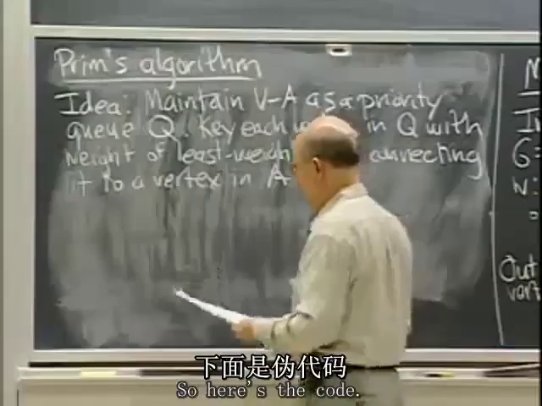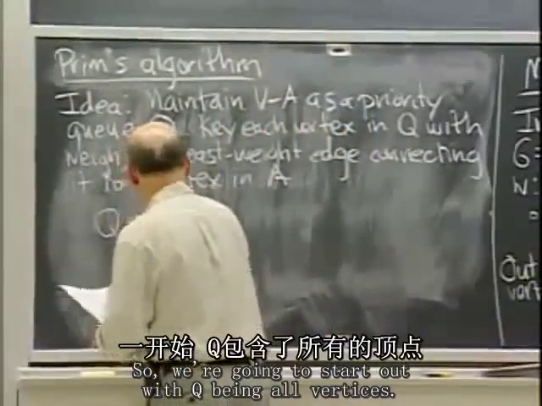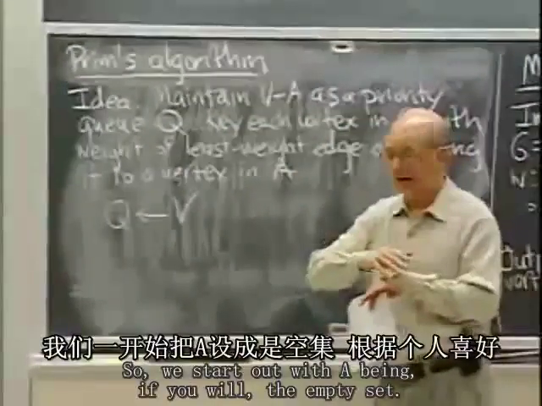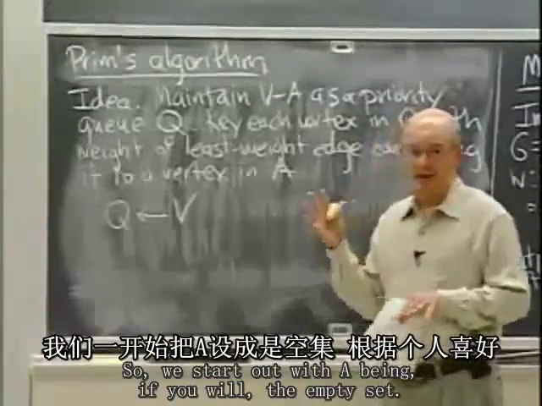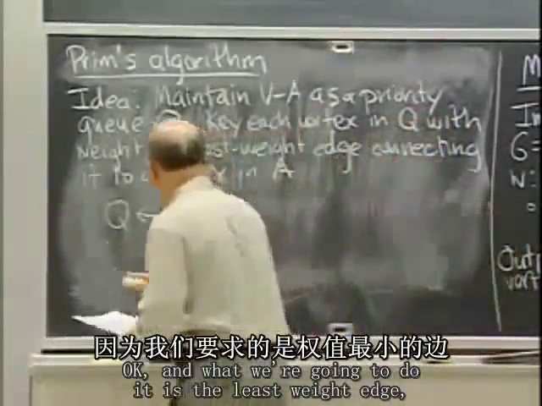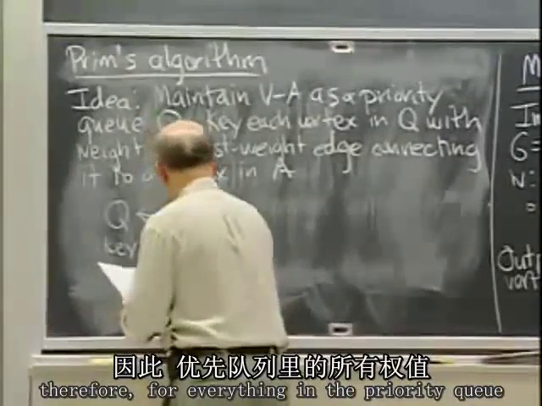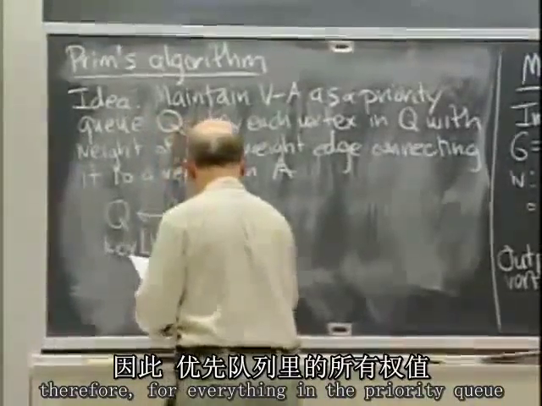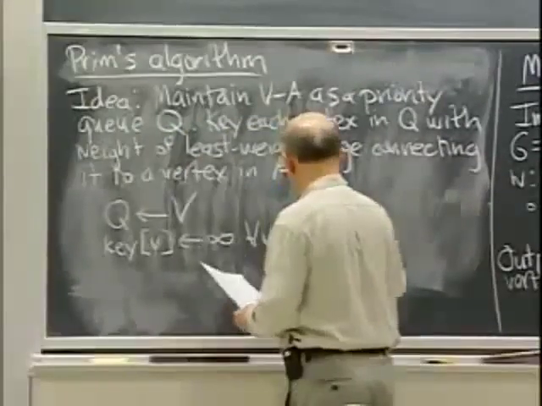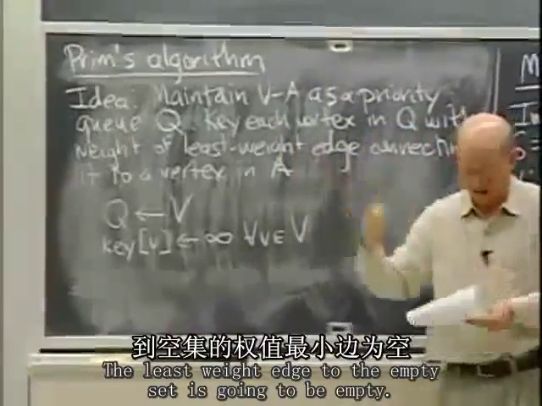So here's the code. We're going to start out with Q being all vertices. We start out with A being, if you will, the empty set. And what we're going to do is the least weight edge, therefore, for everything in the priority queue is basically going to be infinity, because none of them have any edges. The least weight edge to the empty set is going to be empty.